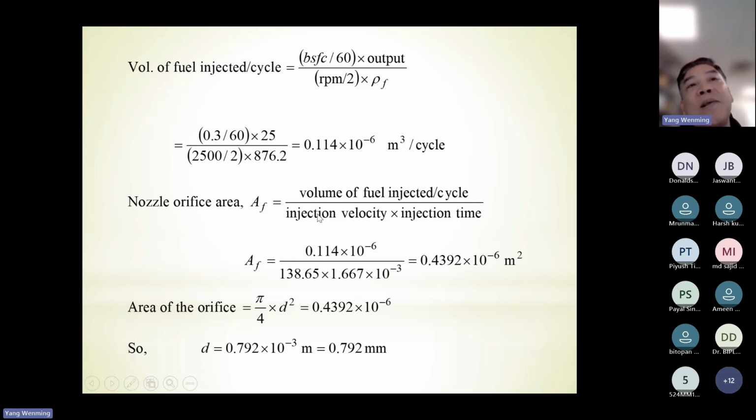And then we can find the flow area. The flow area equals the volume of fuel injected per cycle divided by the injection velocity and divided by the injection time, correct? So we find the flow area is 0.43 times 10 to the power of minus 6 square meters. Again, the area of our orifice is one quarter pi d squared, so we can find D. The diameter is 0.792 millimeter.